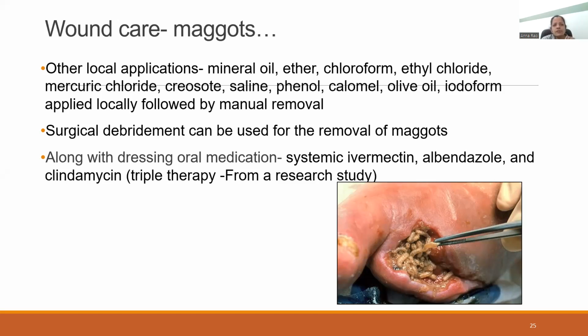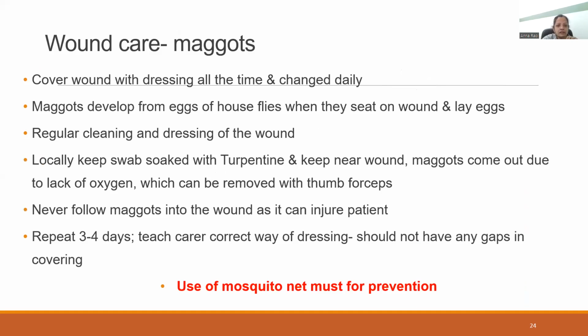Then other things which are used locally are mineral oil, then ether, chloroform, ethyl chloride, mercury chloride, creosote, saline solution, of course, we are using phenol, olive oil. Okay, so these things are very much used. There is another research paper also where they use systemic ivermectin, albendazole, and clindamycin. Okay, this is known as triple therapy also. So that is also quite useful for maggot treatment. So that can be done.